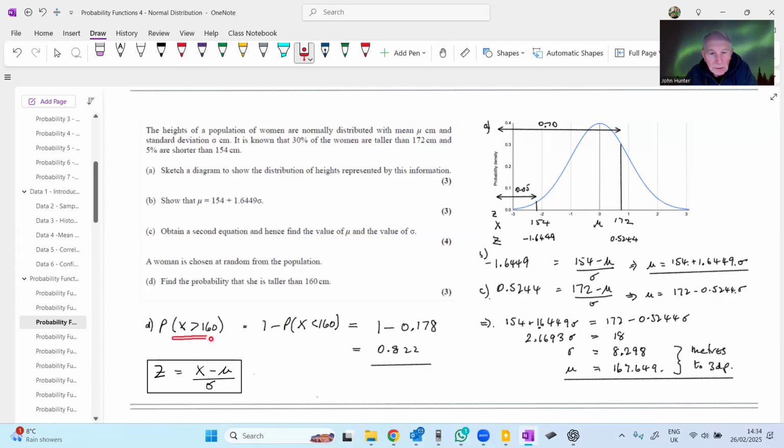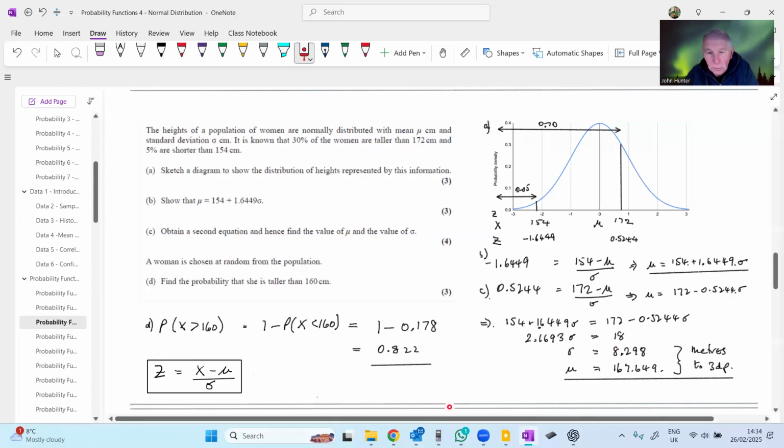So that probability is going to be equal to 1 minus the probability of x less than 160. We're going to be able to look that up on our calculators because we can plug in these actual values when we're looking up the normal distribution, and that's going to give us a value of 0.822. So you can see it's all this lot down here. Okay, so that is it basically.